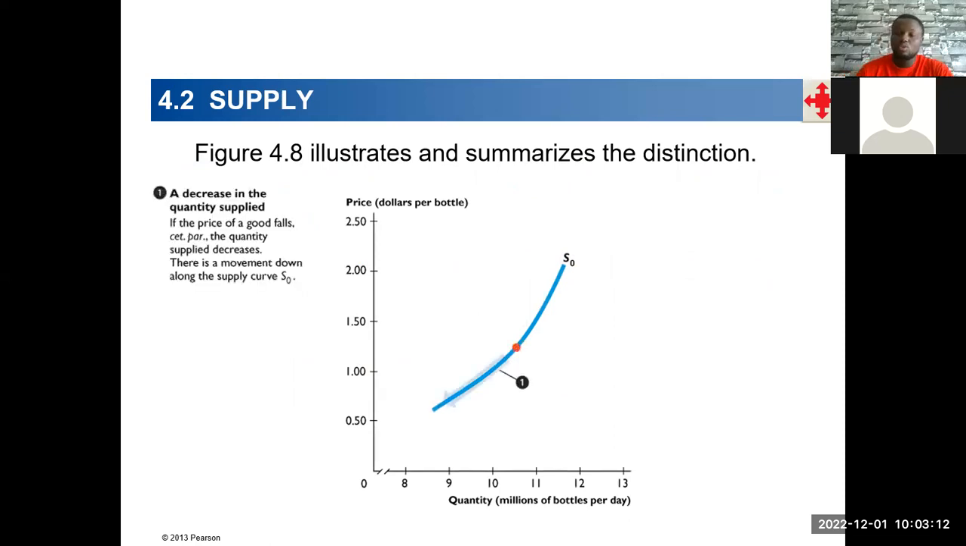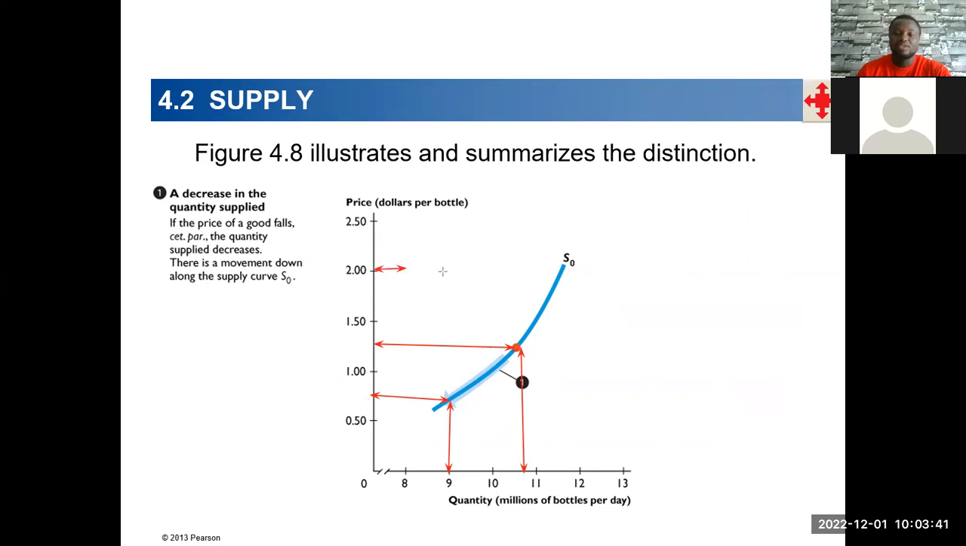So let's look at this supply curve S0. So initially this is where we were. So at this price we were buying this quantity. Now assuming price falls, when price falls, we will reduce the quantity that we buy. We are moving along the supply curve. We call this a decrease in quantity demanded. So you see that the quantity has reduced as a result of a fall in price.